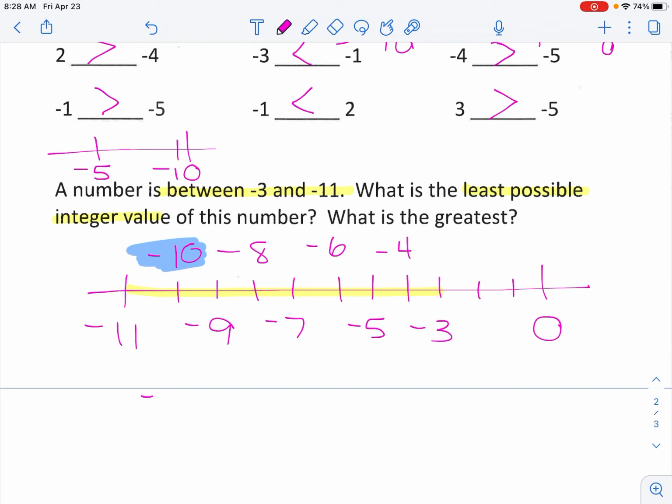So my first answer would say -10 is least. And then the second question says, what is the greatest number between those two? Well, the greatest number between those two would be -4, because it's farthest to the right. So -4 is greatest. All right, we are finished. I'll see you later.